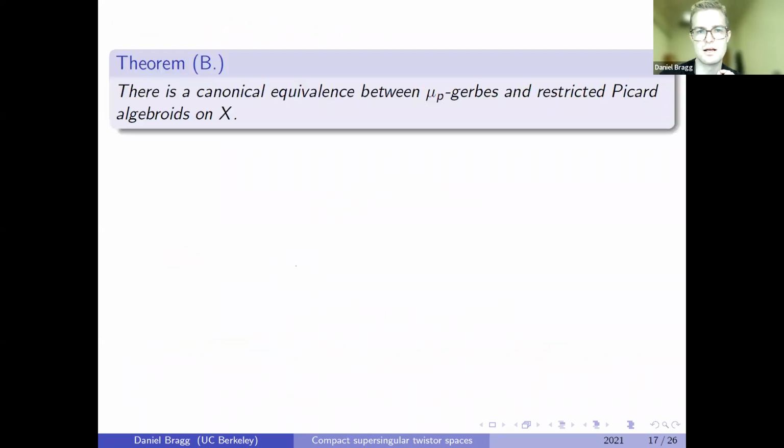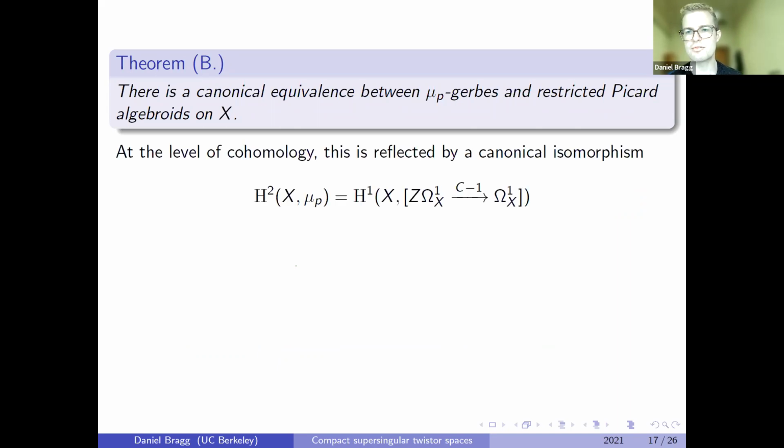Okay, anyway, so this is sort of like an amped up version of what I said before. There's actually an equivalence between mu P gerbes and restrictive Picard algebroids. You can get one from the other. And at the level of cohomology, this is reflected by an identification like this. So H2 of X, mu P is this cohomology group that I said classified restrictive Picard algebroids.